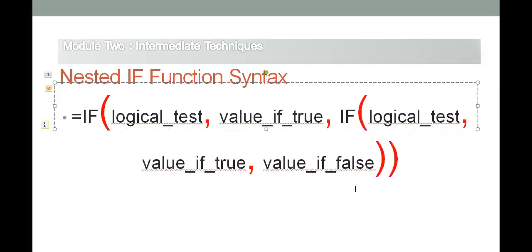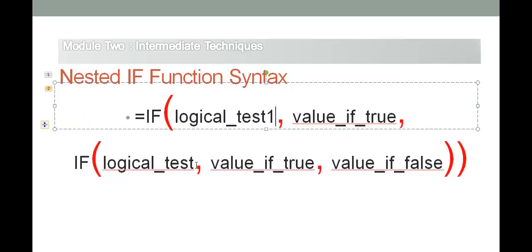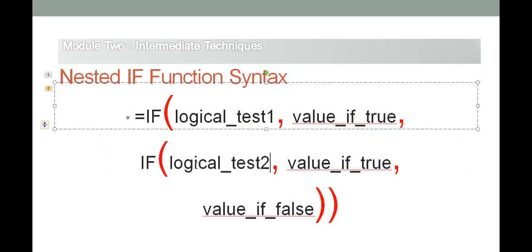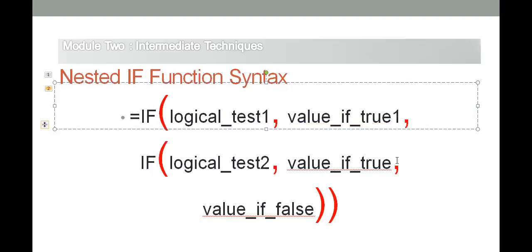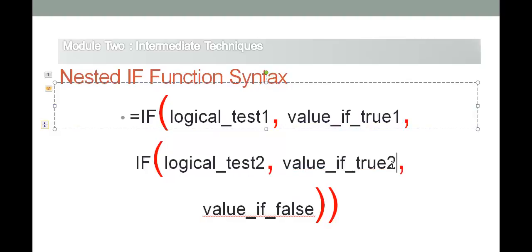Great! Now we have two IF functions inside one formula. Also, we will have two logical tests, logical test number 1 and logical test number 2. Logical test number 2 will be applied if logical test number 1 is not verified. Also, we have value if true twice. If the value if true from the first formula is not met, we are going to apply the value if true from the second IF formula.